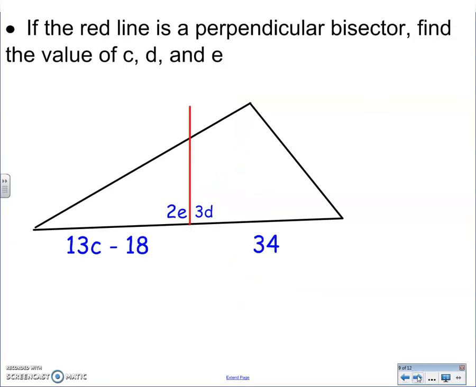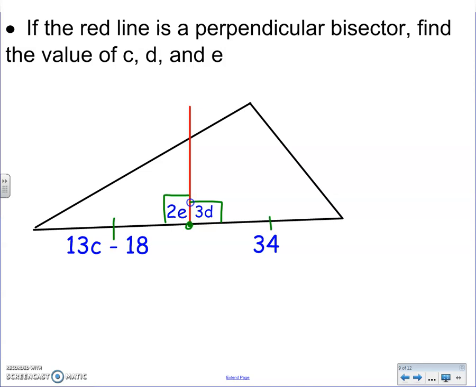All right, the red line is a perpendicular bisector. Find C, D, and E. Remember, perpendicular means 90, so this is 90. And I even drew this other one. This left side is also 90. They're both 90 on both sides. And this is a midpoint, so these two are the same.